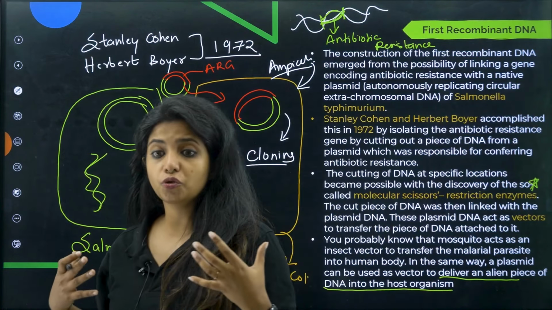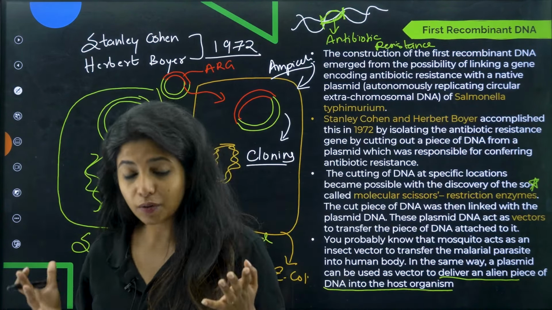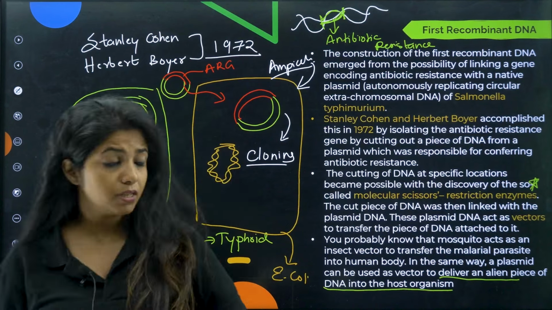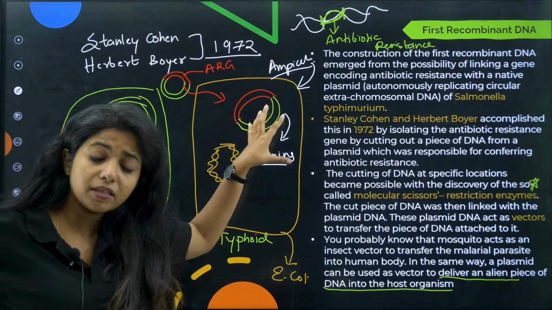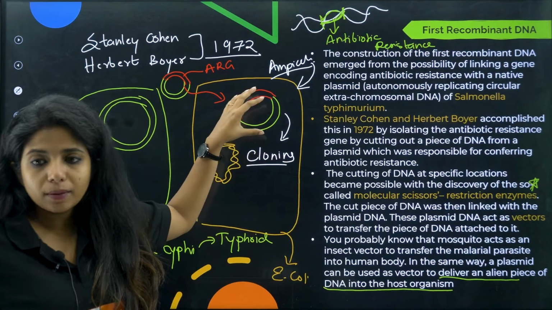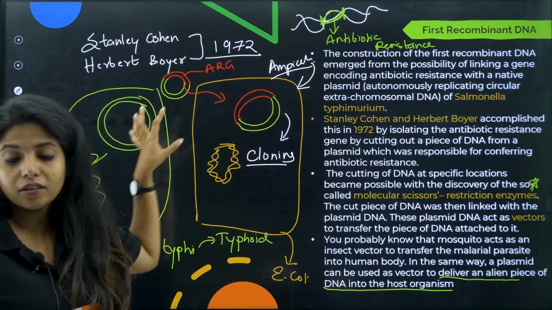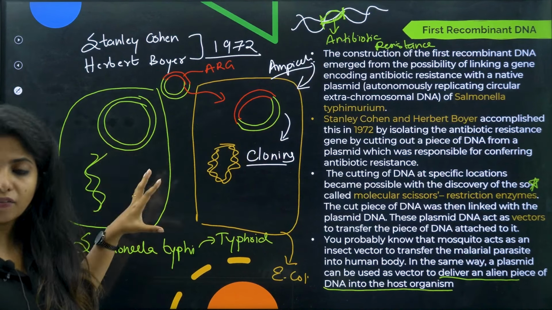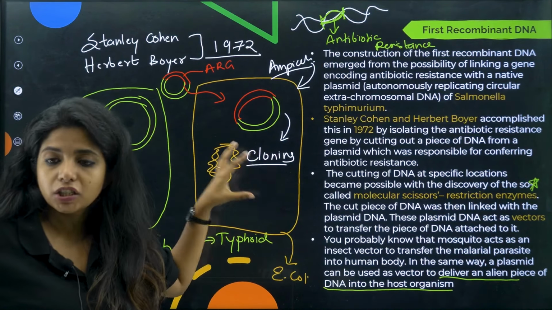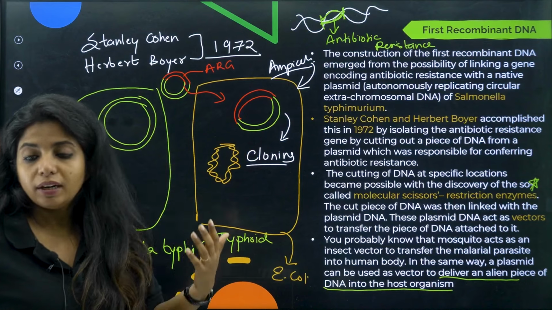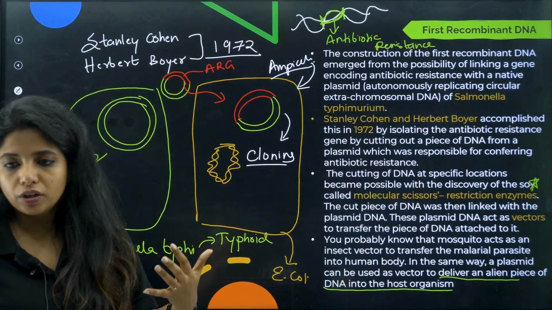That is how they came to the knowledge, okay, this is something possible. So they made the first recombinant DNA, and this is what you see over here. They made the first recombinant DNA using the antibiotic resistant gene and the plasmid of the Salmonella typhi, and they then put it in the Escherichia coli and wanted it to divide by itself. And this process is known as cloning, my dear children.